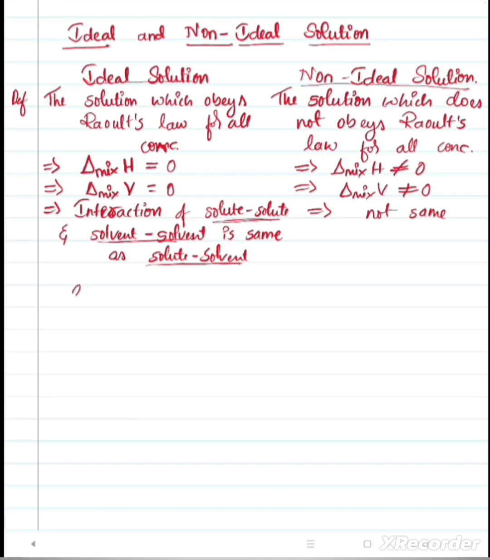You can write completely: the interaction of solute-solute and solvent-solvent is not the same as solute and solvent. Very important, they may also ask you to give an example for an ideal solution, or they may give any example and you should identify whether it is ideal or non-ideal. For ideal solution, examples are a mixture of methanol and ethanol, or n-hexane and n-heptane.